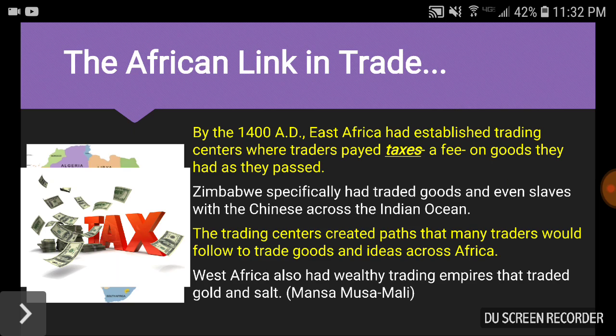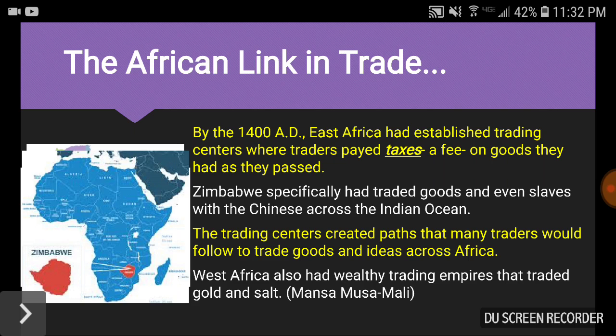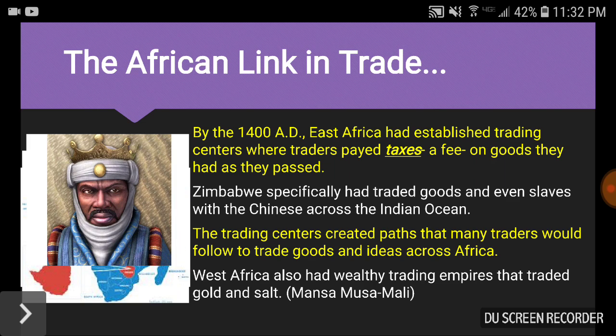Zimbabwe is a specific example where they had such a vast trade network that they had goods and even African slaves that they could trade with the Chinese all the way across the Indian Ocean. So Zimbabwe's creating vast trading centers. Other trading centers were going to pop up in different parts of Eastern Africa and also Western Africa. In this image, you see a picture of Mansa Musa. Mansa Musa was a West African king, and he was one of the most wealthy kings of all time.